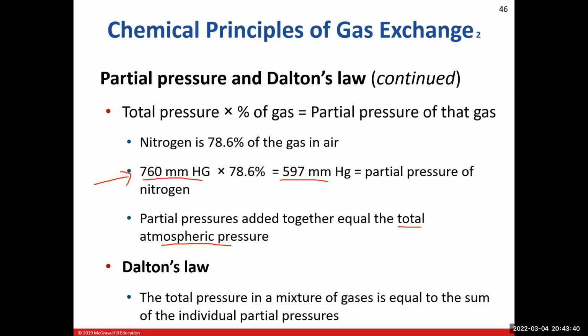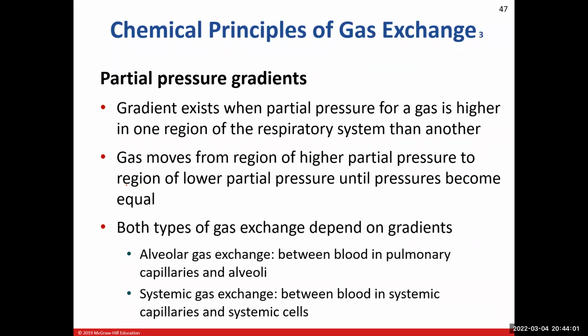So when we discuss Dalton's law, all Dalton's law is saying is that the total pressure in a mixture of gases, atmospheric pressure for example, is going to be equal to the sum of the individual partial pressures. And that's it. That's Dalton's law. Must be pretty nice to have a law named after you. Seems pretty obvious to me.